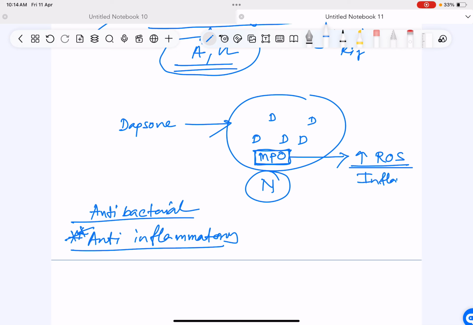Inflammatory mediators. So Dapsone inside the neutrophil decreases the activity of MPO. If there is no MPO, there is decreased ROS and decreased inflammatory mediators. Decreased inflammatory mediators means decreased neutrophil chemotaxis, resulting in reduced inflammation.